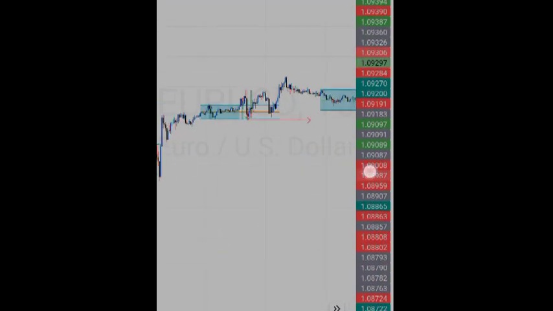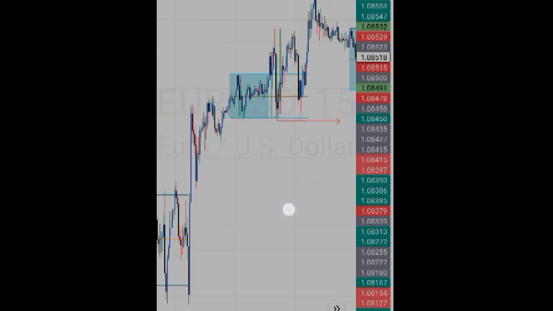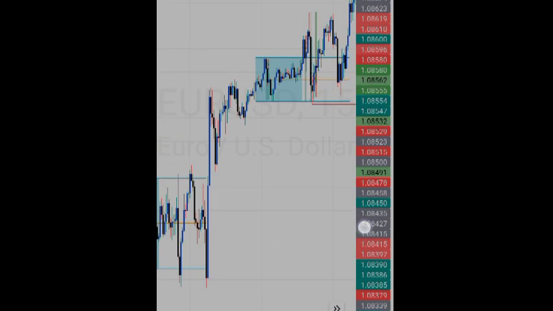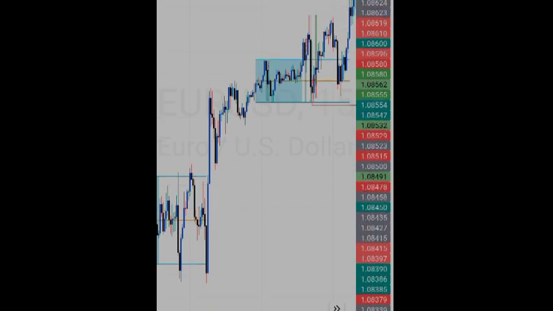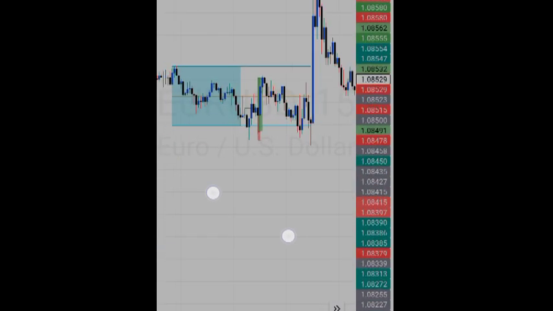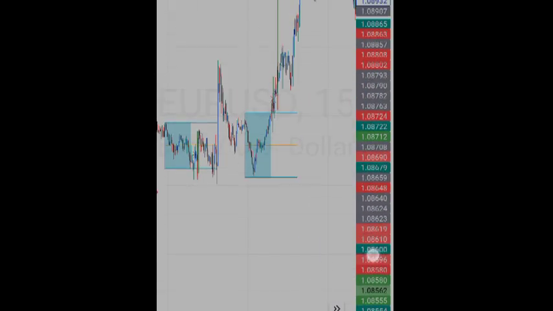I went to the 15-minute time frame, and I drew. This is the 15-minute time frame. I went there and I felt that price would pull back.